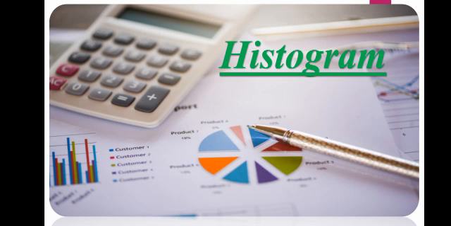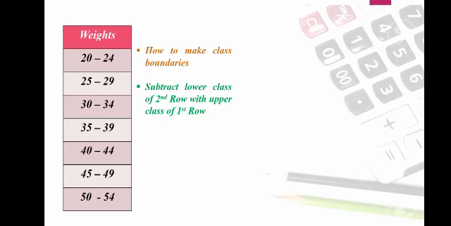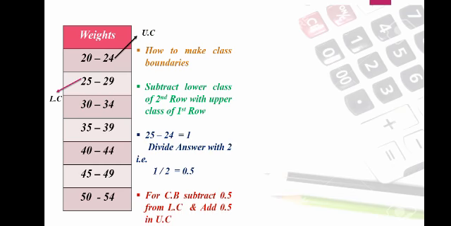Now coming towards the first part, that is the histogram. As the question says, you have to make a histogram and frequency polygon. For making the histogram, there are some requirements: you have to make the class boundaries. For that, first of all, weights are given to you. From these weights you have to make the column of class boundaries. How to make class boundaries? You have to subtract the upper class of the first row from the lower class of the second row. LC stands for lower class and UC stands for upper class.